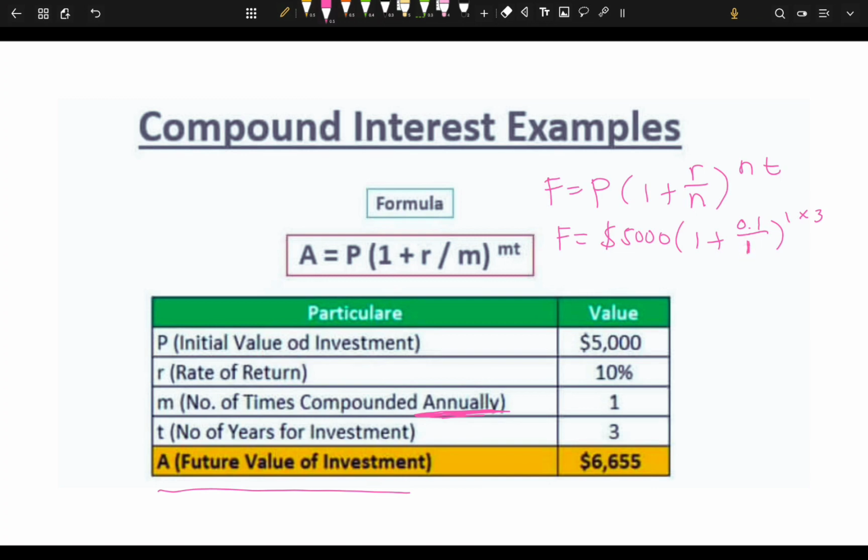Yung n natin, again, iyon yung nag-i-indicate ng number of times kung compounded siya per year. So, 1 here and 1 here. So, our answer will be equal to, so let's have our calculator para mas tama po yung ating magiging sagot. So, 5,000, parenthesis 1 plus 0.1 raised to 1 times 3. So, we have 6,655.